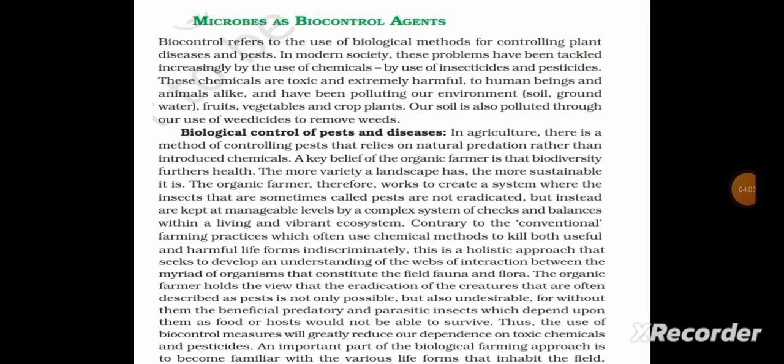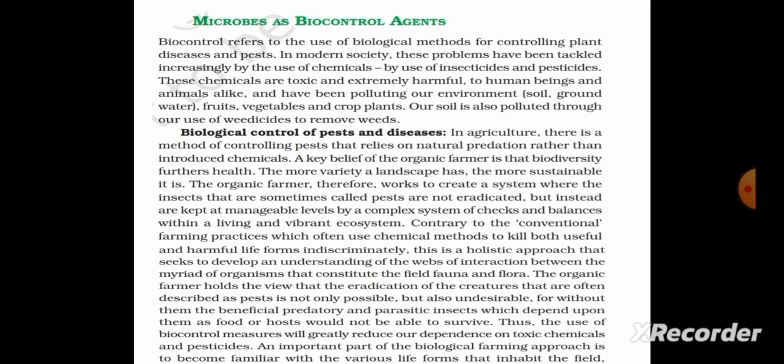Microbes as biocontrol agents. Biocontrol refers to the use of biological methods for controlling plant diseases and pests. In modern society, these problems have been tackled increasingly by the use of chemicals, by use of insecticides and pesticides. These chemicals are toxic and extremely harmful to human beings and animals alike and have been polluting our environment.